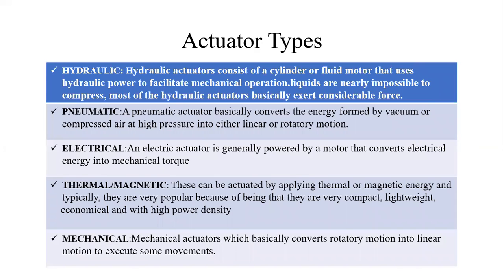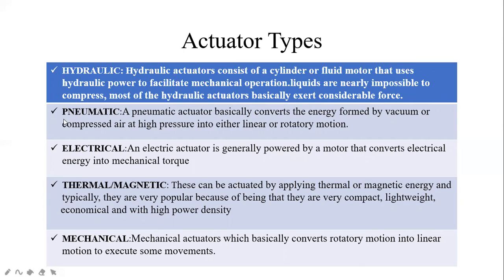Okay, next is your actuator types. So there are different types of actuator. First one is hydraulic, second one is pneumatic, third one is electrical, fourth one is thermal or magnetic, fifth one is mechanical. What is hydraulic? Hydraulic actuators consist of a cylinder or fluid motor that uses hydraulic power to facilitate mechanical operation. Liquids are nearly impossible to compress.